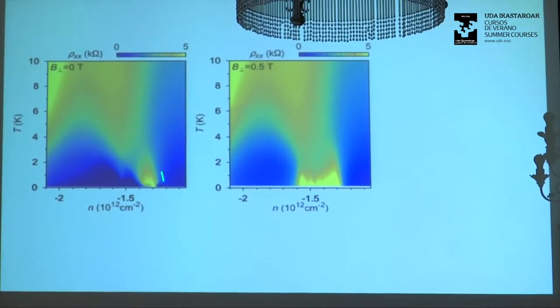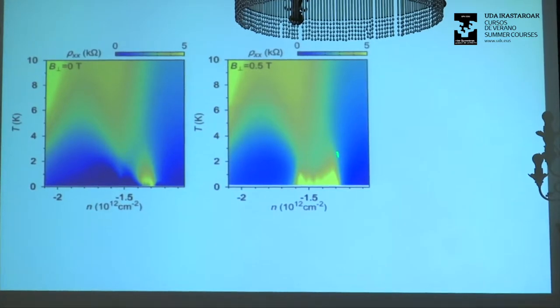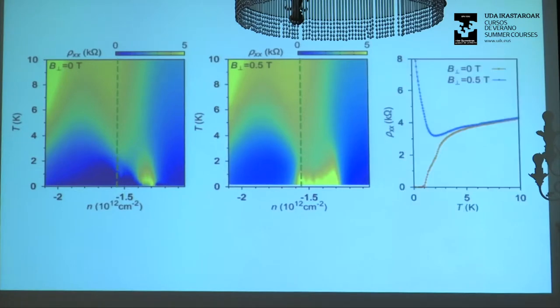At the exact same density, we still have an insulated state. The nearby region is connected to this feature, and it exhibits an insulated state. In fact, if you take a vertical trace at those two locations, you see that at zero Tesla, you have superconductivity. At 0.5 Tesla, you have an insulated state at low temperature. So you can do the same thing.